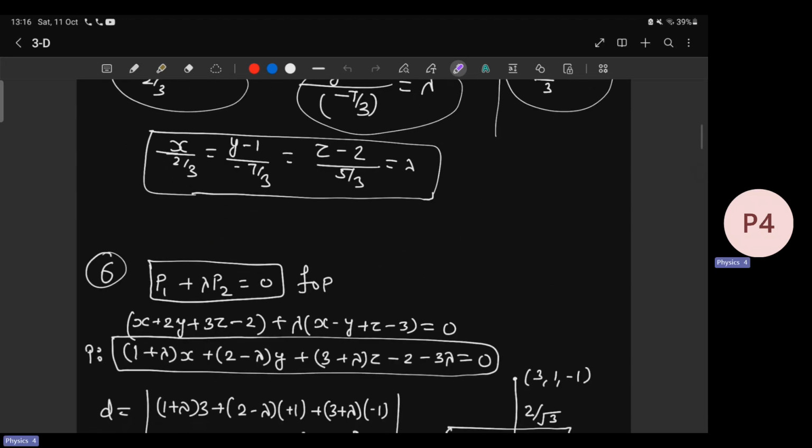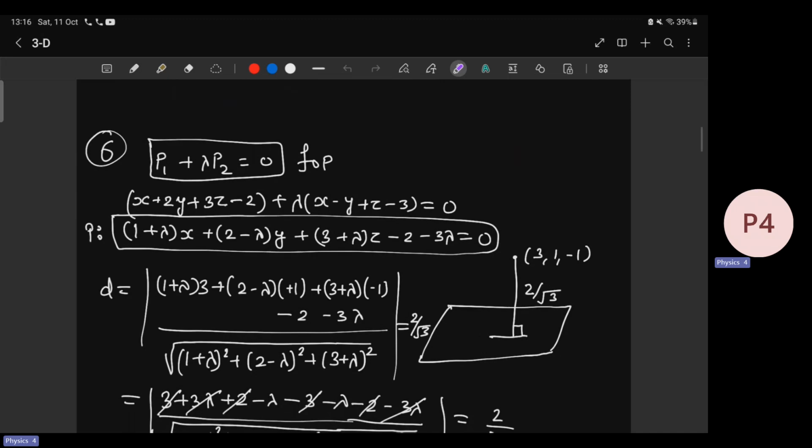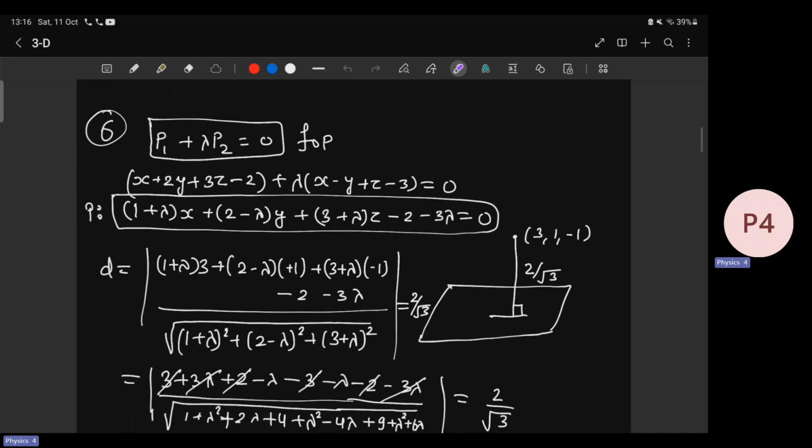Now the next is question number 6. In question number 6, the equation of a plane passing through the line of intersection of these two planes and at a distance of 2 by root 3 from the point (3, 1, minus). So we have to find the equation of the plane which is passing through the line of intersection. This is the concept of family of planes. We can write the equation of all the planes passing through the line of intersection of two planes.